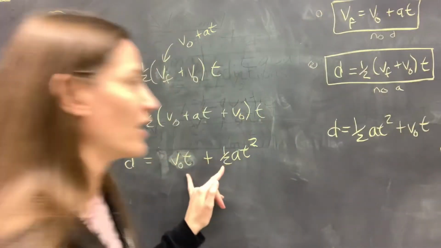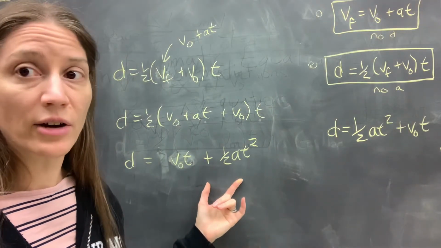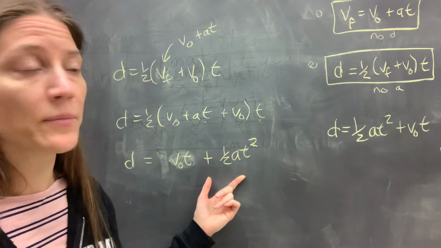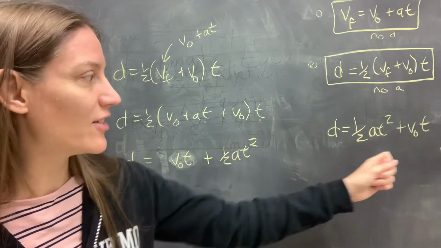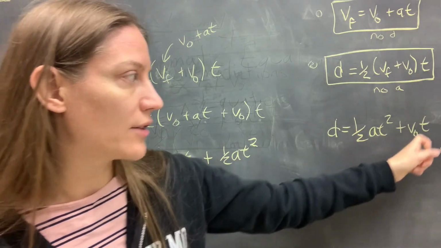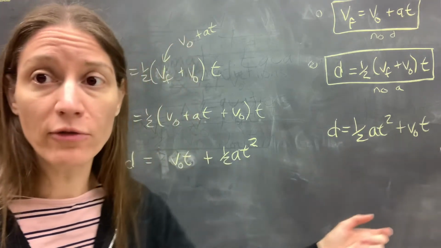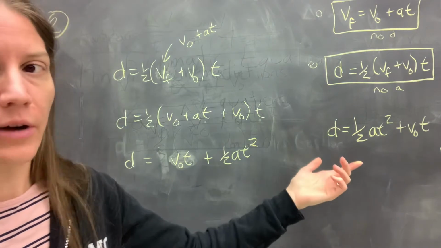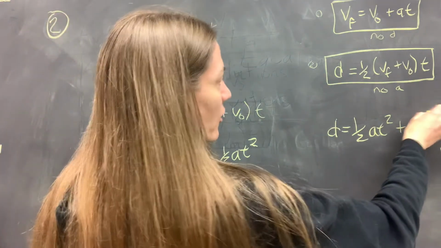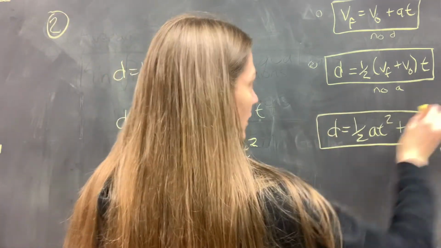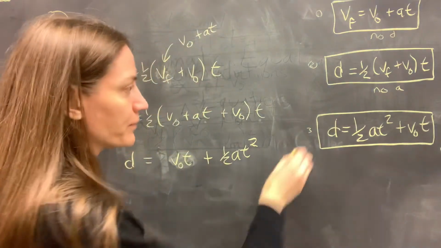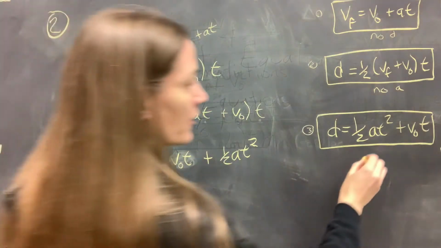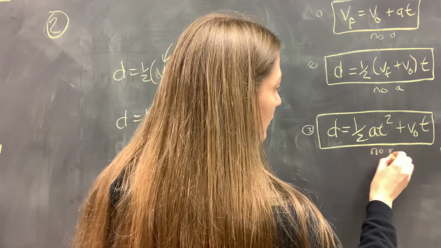Now, you see how I switched those around? You don't have to do that. You could leave it as V naught T plus 1/2 AT squared. That's totally okay. In my head, I see the x squared plus x plus blah, blah, blah polynomial format, and I just have to put the T squared first, okay? You don't have to. It's whatever you want to do there. Okay, so there is our third kinematic equation. And so this one is, oh, I don't have VF.